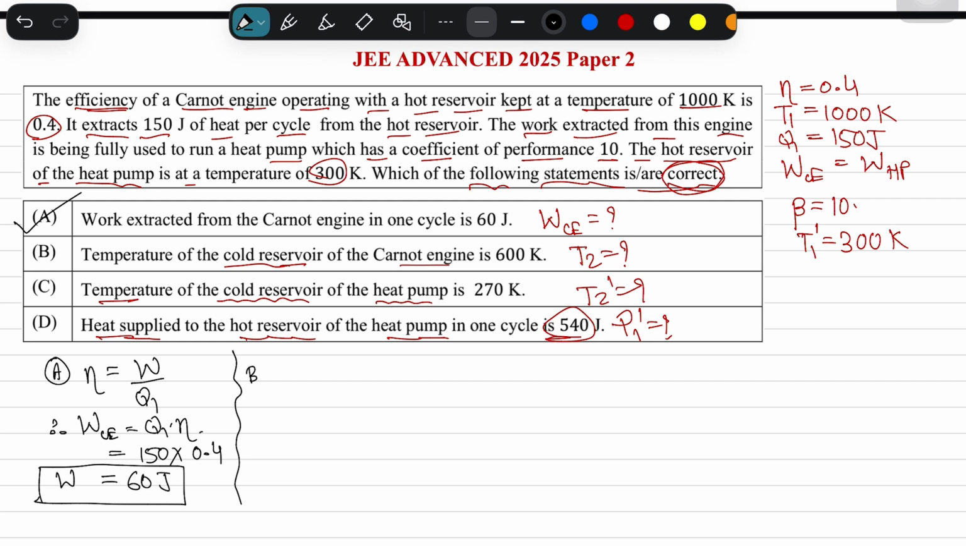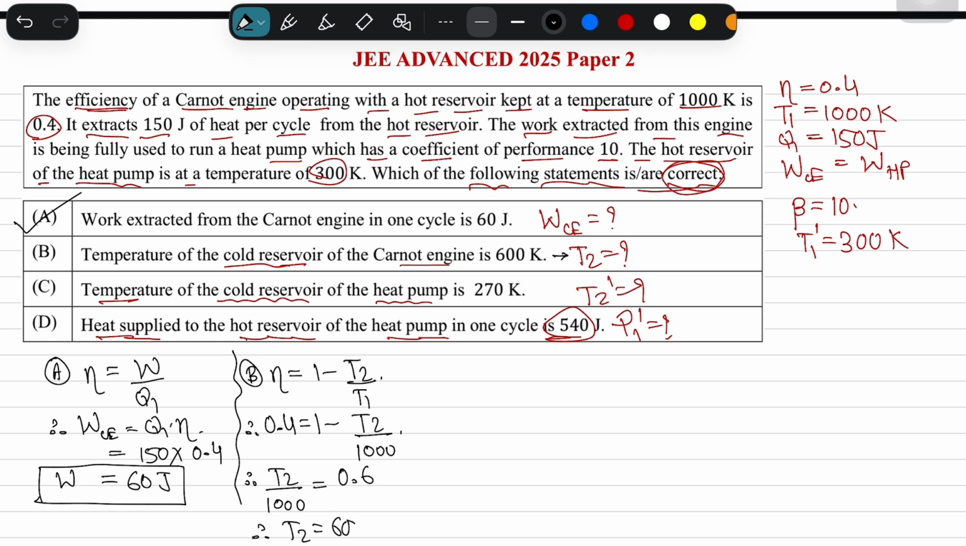Let's check the second option, B. It is asking to find the T2 value for the Carnot engine. So you can directly take this formula, eta is equal to 1 minus T2 divided by T1. Therefore, placing all the values, 0.4 is equal to 1 minus T2, which is unknown, divided by T1, which is 1000. Taking T2 as the subject of the equation, T2 divided by 1000 is equal to 1 minus 0.4, which is 0.6. Therefore, T2 is equal to 600 Kelvin, which is again correct.